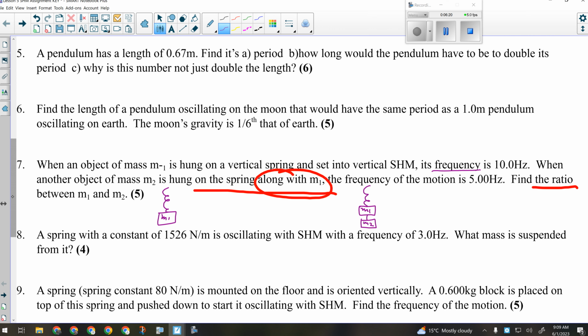Now, the key part here is it's the ratio. You don't actually need the real masses. And that's important because you can't actually calculate the real masses. You are missing something that would help you do that. What are you missing in this question? Spring constant. But it is the same spring in both situations. So since it's the same spring, and you're only looking for a ratio and not the real masses, here's your big tip. You can make K whatever you want.